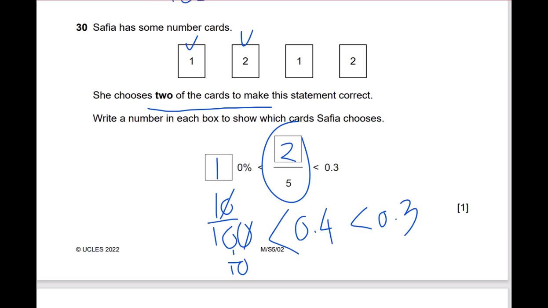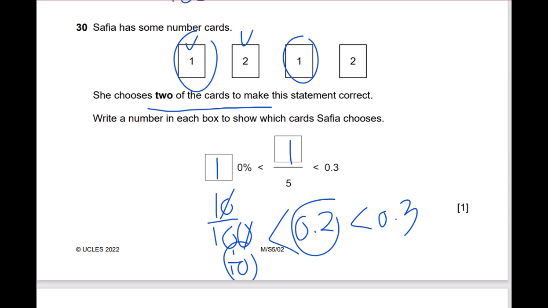So now I erase this one. So we use this one now. Another cards number 1. So 1 over 5. 1 over 5 is 0.2. Now it's correct. So 10% is 0.1, smaller than 0.2, smaller than 0.3. So use 1 and 1 in here.